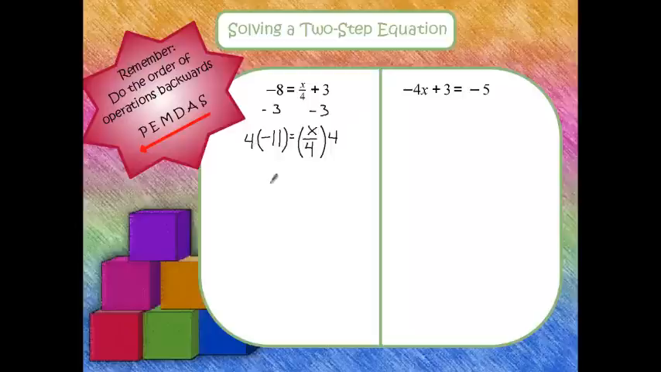Well, 4 times negative 11 is negative 44. And this ends up saying 4x over 4. And 4x over 4 is really 1, so negative 44 equals x. Can I check this? Sure. I would take negative 44 and put it in for x in the original equation. So I would have negative 8 equals negative 44 divided by 4 plus 3.